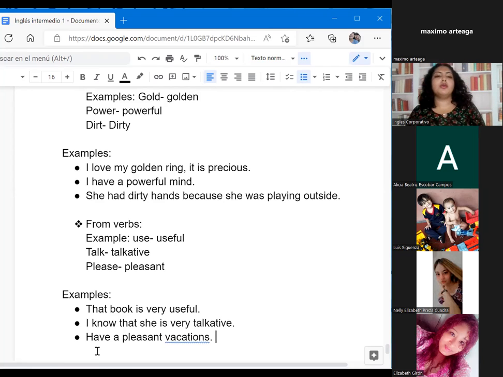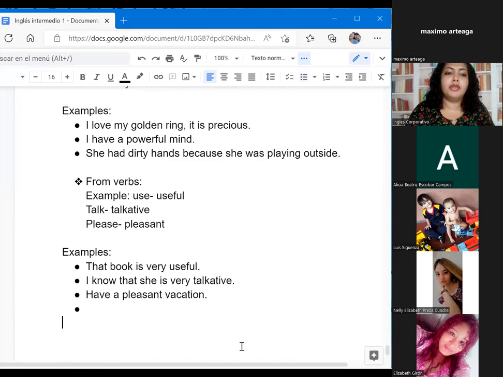So in the first and second one, we know that in some cases when we are using the adjective, we need to write first the adjective and then the noun that we are describing. But in some cases, we can also do something like this. In this case, when you know what are the nouns that you are describing, you can use the adjective at the end. Because also you are using some adverbs in this case or something like that. So in that case, we have the number one, that book is very useful. And the second one, I know that she's very talkative. And the last one, have a pleasant vacation.